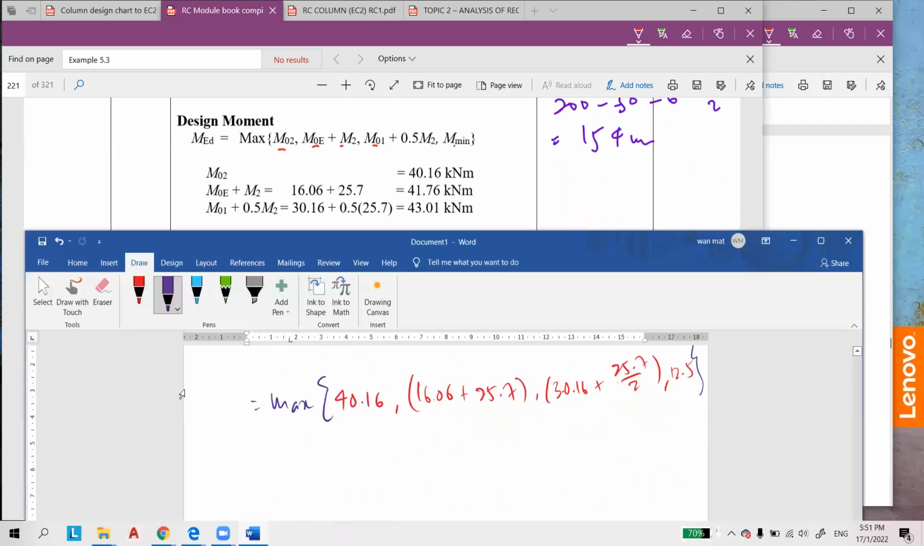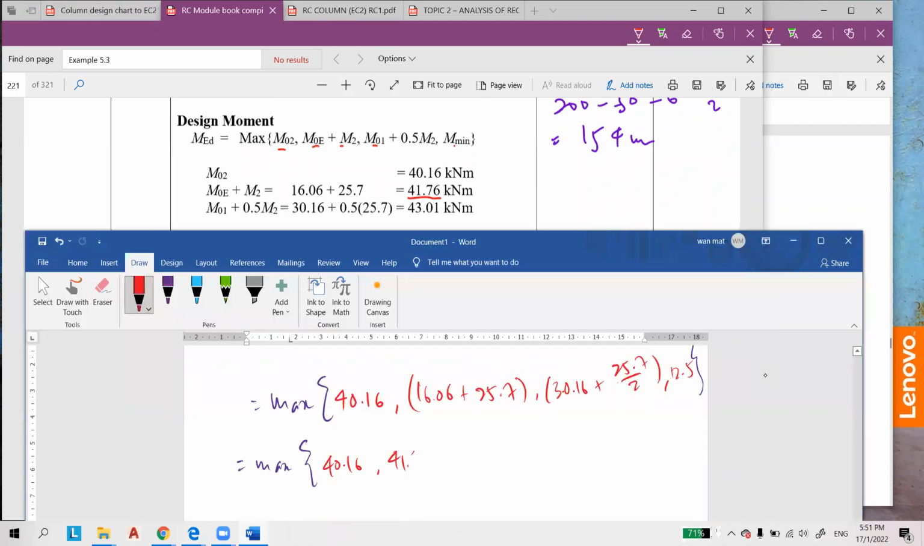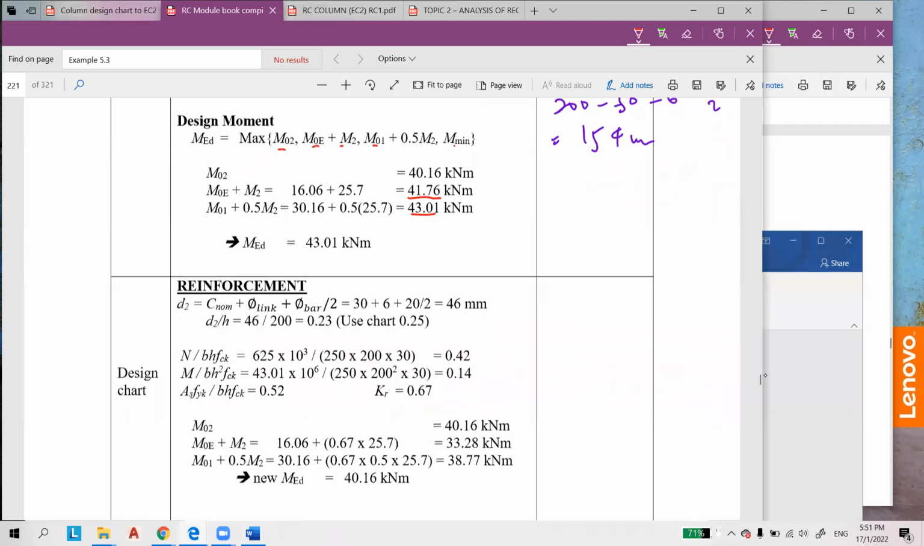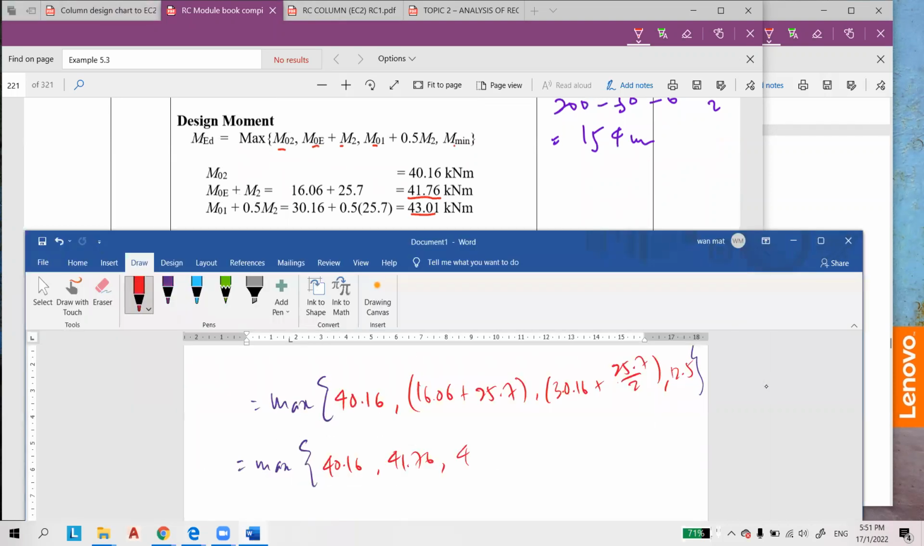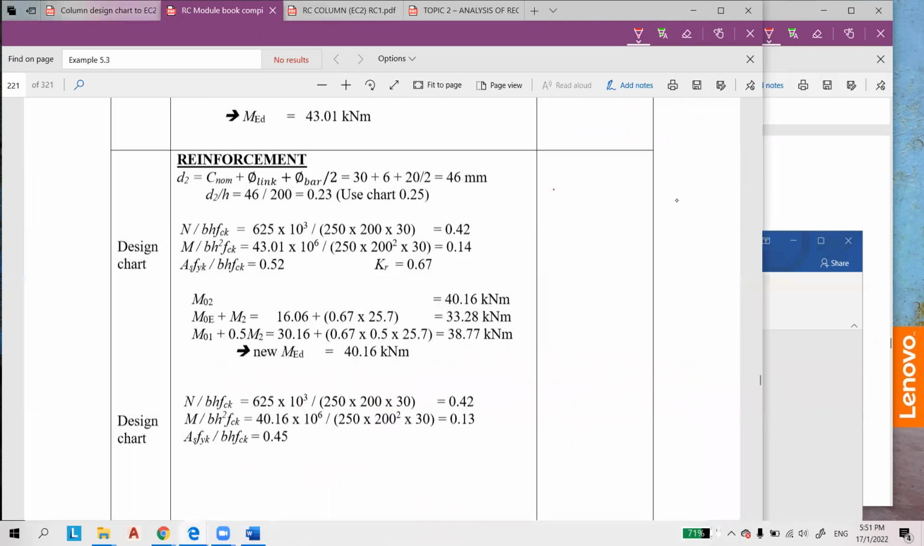So we must choose the maximum between these four: 40.16, and then this one you get this value 41.76, and then 43.01, and then 12.5. So the maximum is this one, 43.01, as our design moment.